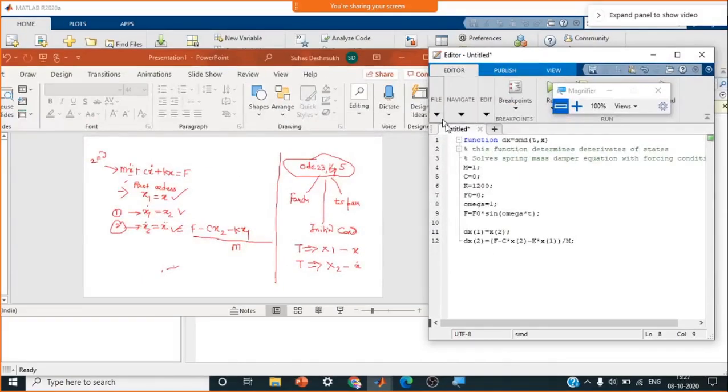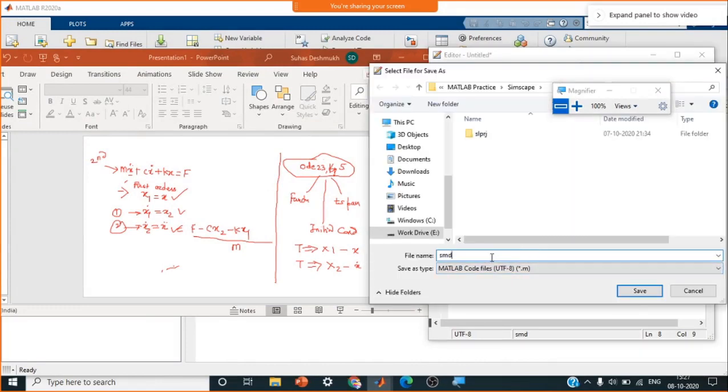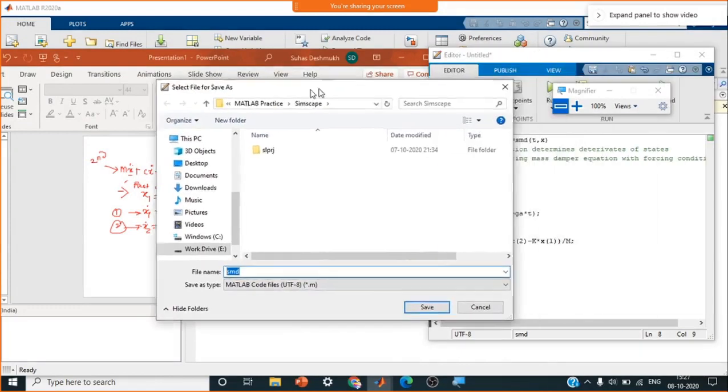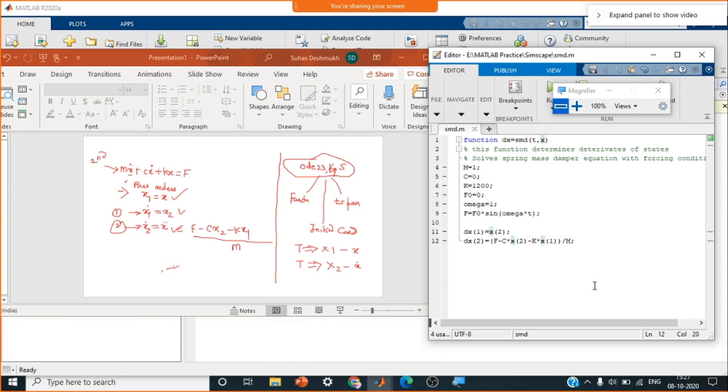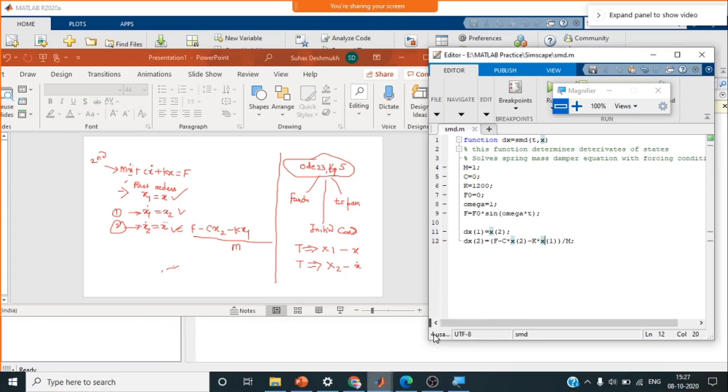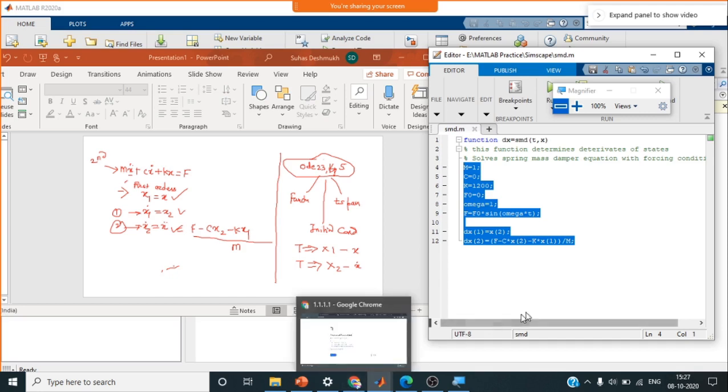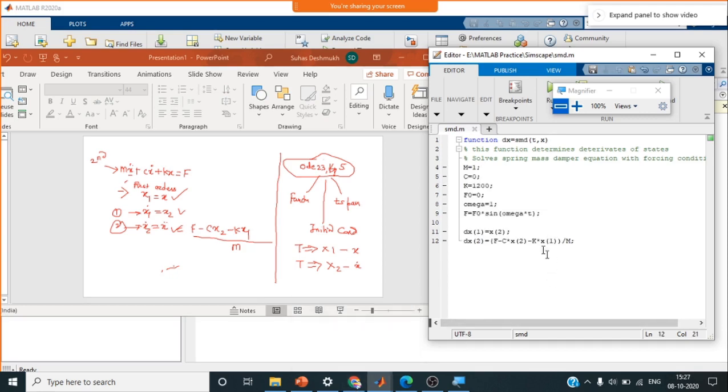After creating a function, what is to be done? You need to save that function. It will be saved with the same name as we have given here. After doing this, we can now come back to MATLAB, to another program. This is what it does: it determines only the derivatives of your states. Ultimately, what you want is to integrate it. So that's what we are doing with the help of the ODE solvers.